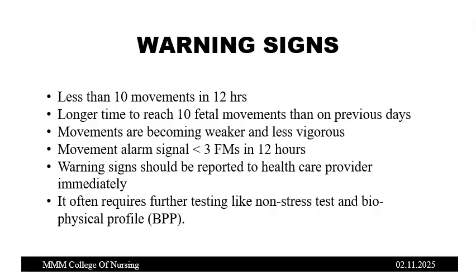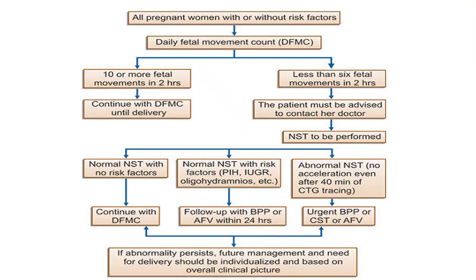And next is the biophysical profile, where we will monitor the fetal movements, the fetal heart rate, the fetal breathing, the fetal tone, and the amniotic fluid volume. All these five criteria are monitored, and a score is given. Based on that BPP score, they will decide the treatment. So this is the flow chart.